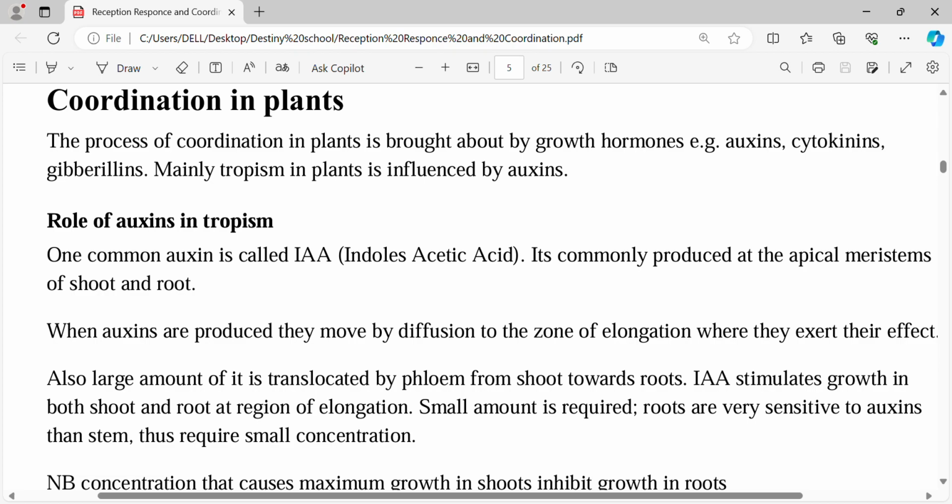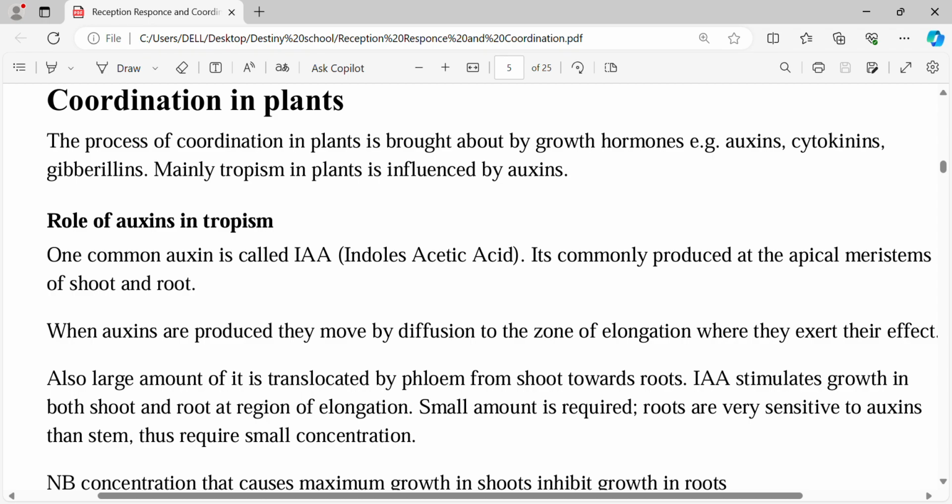This is biology. So the other time we were doing reception, response, and coordination. If you have not watched the first part of reception, response, and coordination, you should watch it so that you have the flow. This is the continuation of the topic. Reception, response, and coordination is topic 3 of book 4 biology, and let's continue with it.